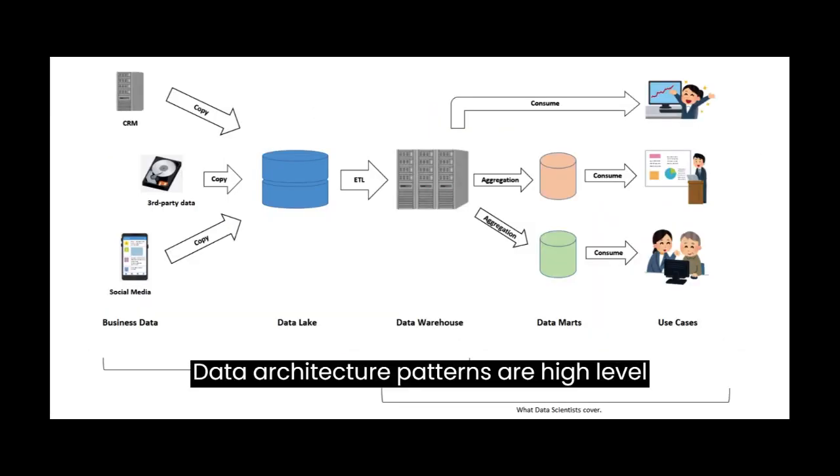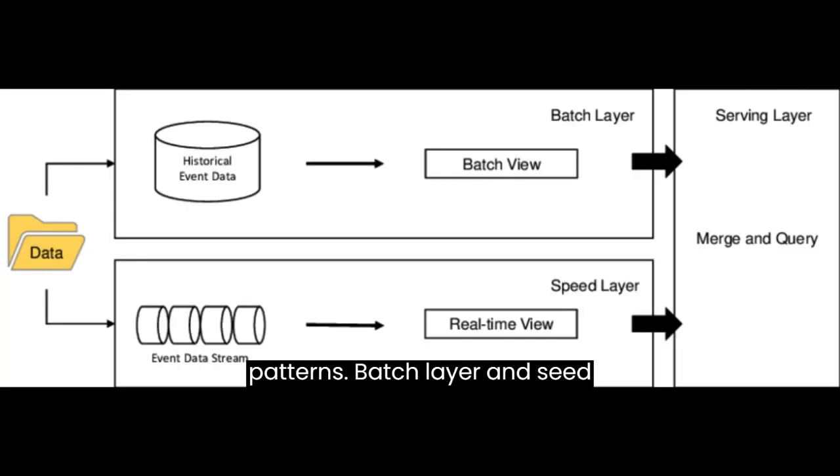Data architecture patterns are high-level, reusable design approaches or solutions for structuring and organizing data within an organization. These patterns are critical for designing data systems that support business needs and enable efficient data management, storage, processing, and analysis. Here are some common data architecture patterns.